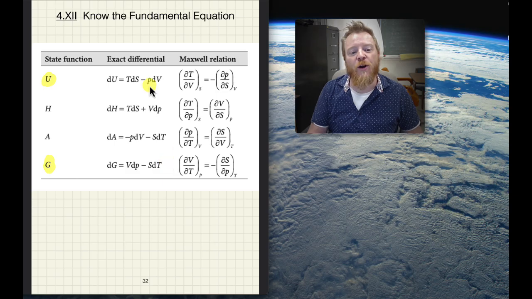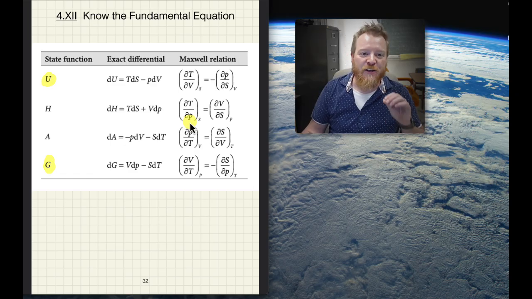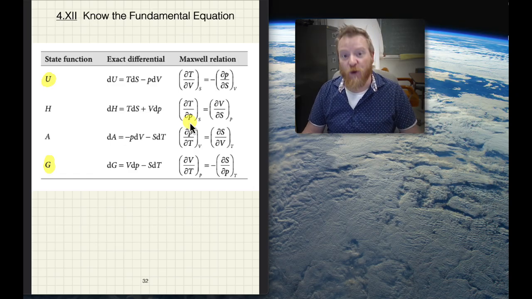What I also want to note here is that this looks intimidating, like how am I ever going to remember this? Well, in the next video, I'm going to go through a really handy, useful thing known as the thermosquare.